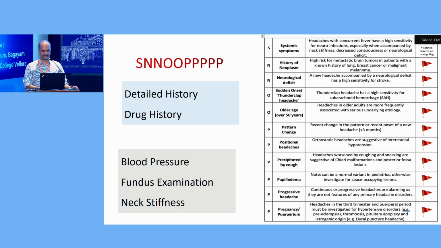Pattern change, this is another thing which we often miss out. A patient you have been seeing for a long time suddenly says that I am getting headache. You should ask is there any change in the pattern of the headache. Positional headache, this is also very important. Just ask whether headache is more when you stand or any particular position is increasing or decreasing the headache. Headache precipitated by cough again should make you suspect a raised ICP or a CV junction anomaly. Papilledema should not be missed out. And progressive headache, this is something which you should not be ignoring.